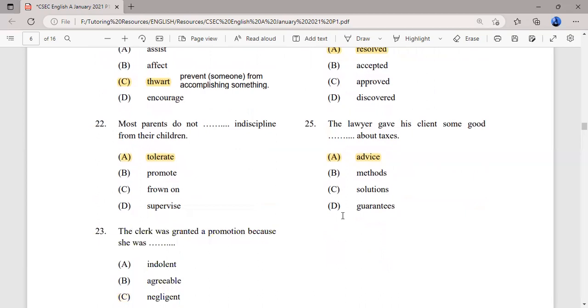And number 25, the lawyer gave his client some good dash about taxes. B, methods, C, solutions, D, guarantees. The best choice would be advice. So again, it's not just about choosing an answer, it's about thinking of the most suitable one according to the context, and it is about choosing the one that makes the most sense, right?